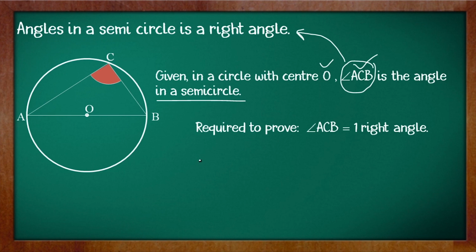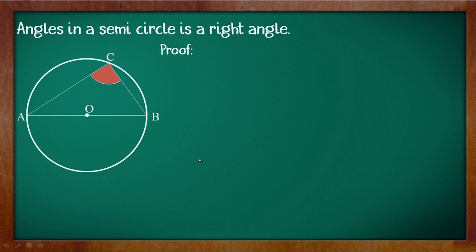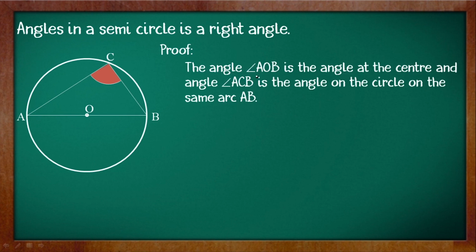Now let's move on to the proof. The proof is simple. If I take this part as an arc AB, I see that angle ACB is the angle at the circle, and this angle here, if we draw an angle here, will be the angle at the center. So the angle AOB is the angle at the center, and angle ACB is the angle on the circle on the same arc AB.